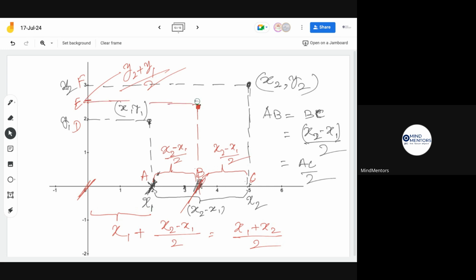Uday, Yugala, you guys, (x1 plus x2) by 2 and (y1 plus y2) by 2. This is a very important theorem. Is this understood, everyone? Yeah. All right.